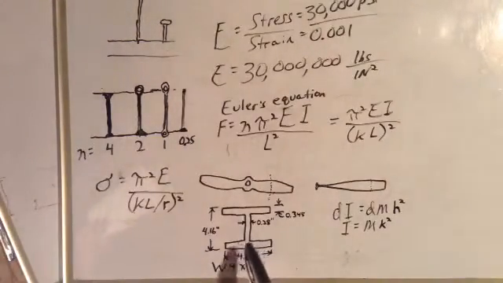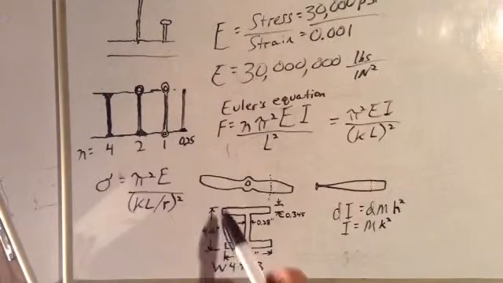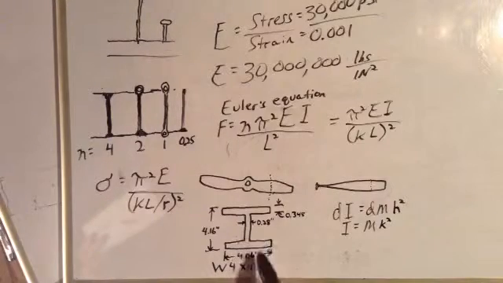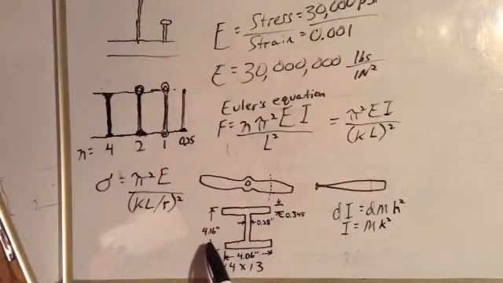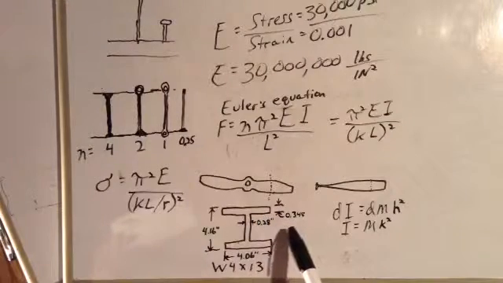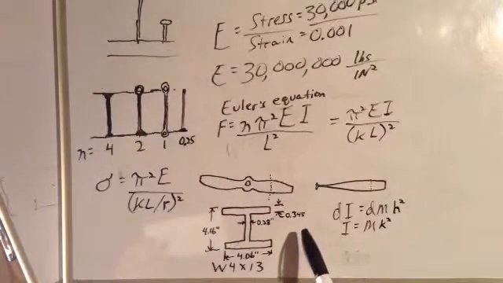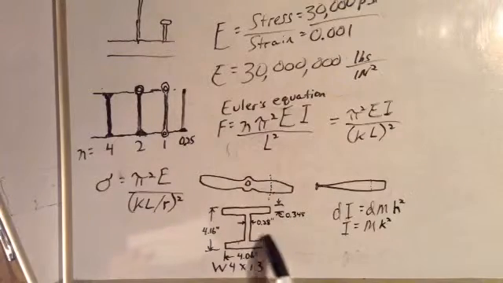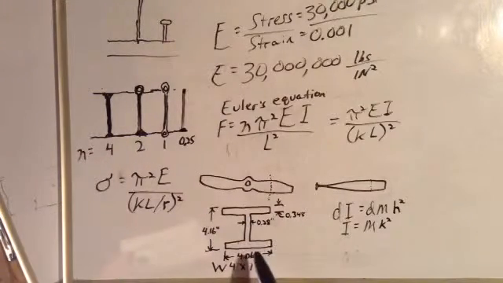These are the dimensions of a W4 by 13. In other words, it's 4 inches high and it's 13 pounds per running foot. This is a structural steel beam. Okay, it has an area of 3.83 square inches. It's 4.16 inches high by 4.06 inches across this way. Okay, the flange thickness is 0.345 inches. The web thickness is 0.28 inches.